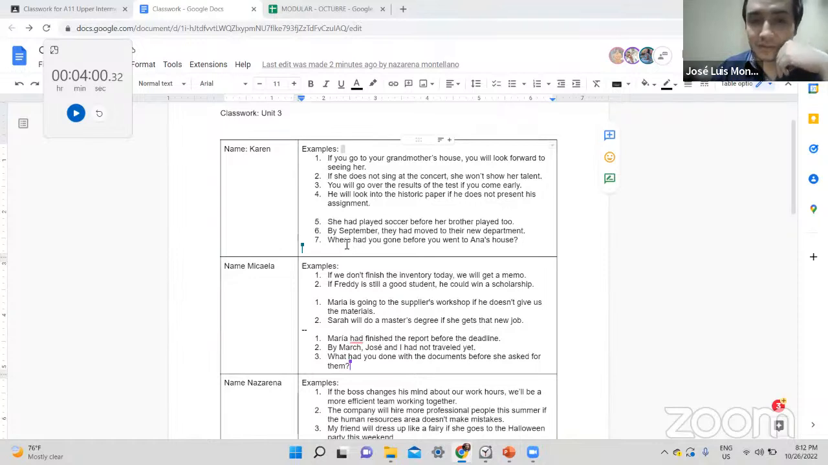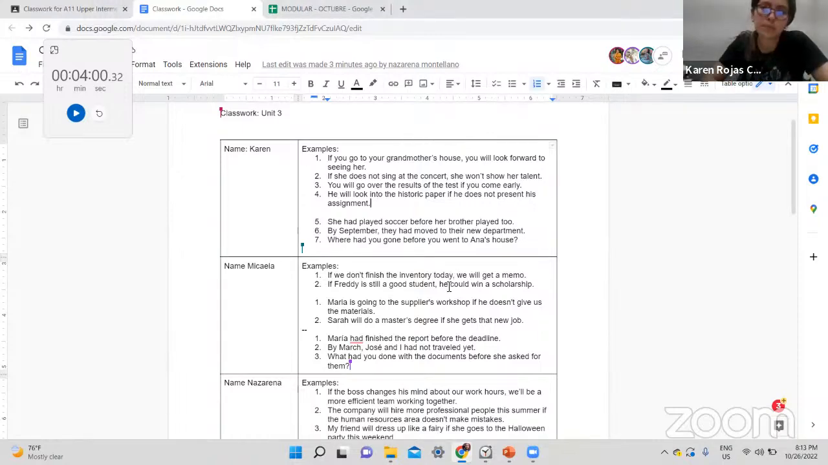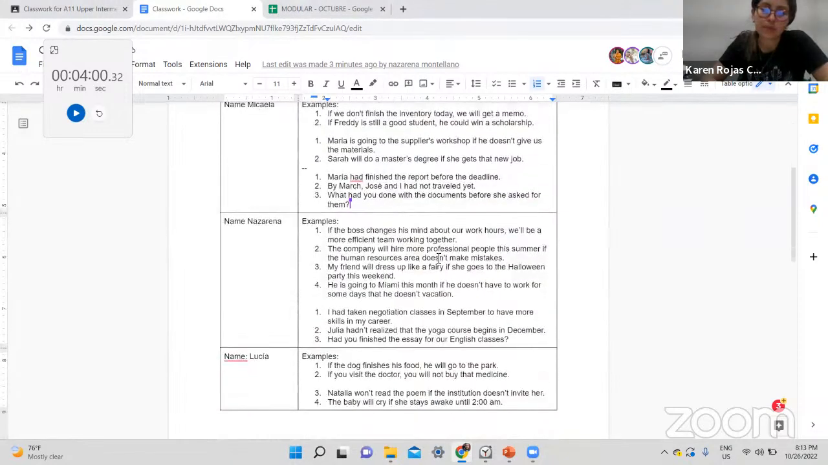Their new apartment. And where had you gone before you went to Anna's house? Great. So first, this person went to one place. So now that he went there, he's going in the past, right, to another place. That is going to be Anna's house. So good. I believe that the logic is working great, Karen. I don't know if you have any questions about these specifications that I gave you. No, teacher. Okay, great. Thank you.